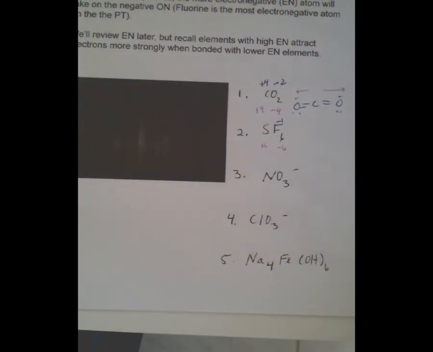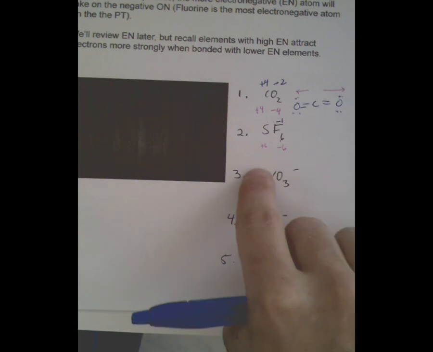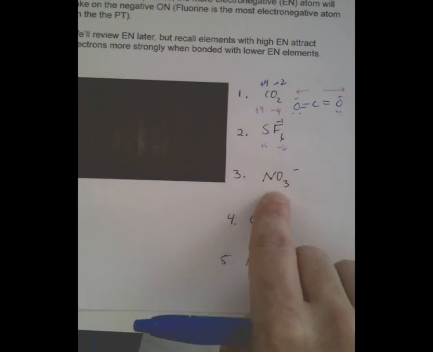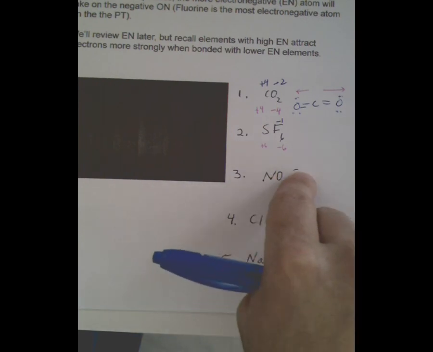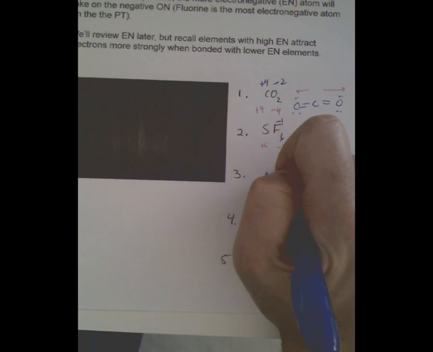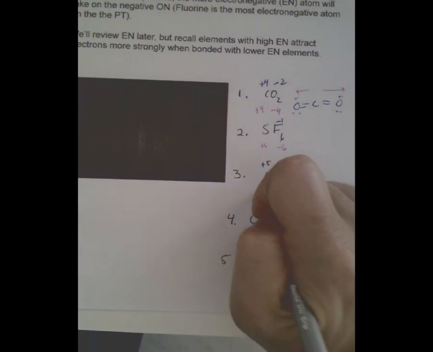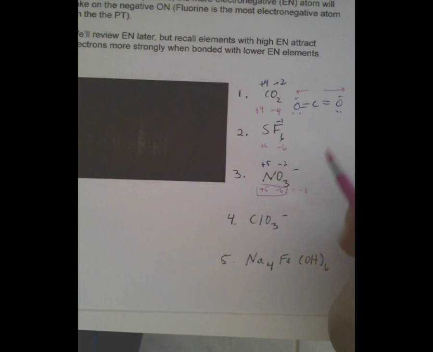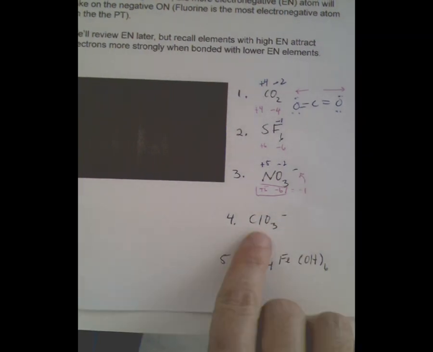Okay, take a look. We have a -1 charge here. So now the sum of the oxidation states of the nitrogen and the oxygen has to equal -1. Oxygen is still -2, so it's -6 overall. And that means we have to have +5 for nitrogen. So this equals -1, which again matches our charge. All right, the chlorate. I just picked this one because chlorine is a halogen.